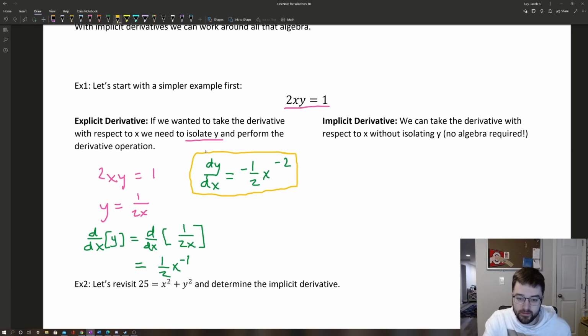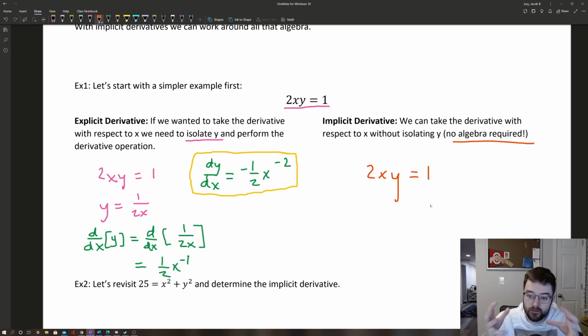So with this example, we are not going to isolate y. There's no algebra required, is what I'm saying. So 2xy is going to equal 1. So we're going to take the derivative of everything at once. So we're going to apply the derivative operation to everything.